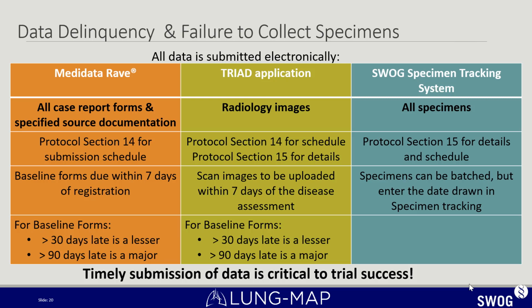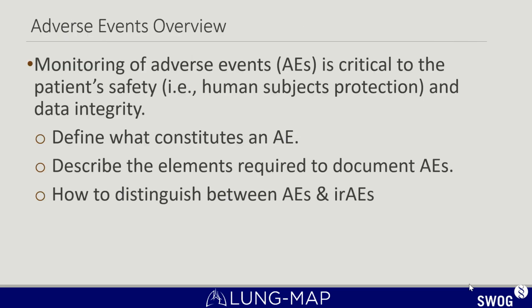Okay, data delinquency and failure to collect specimens. Again, I know this is a really busy slide, so I'll just let you take a minute to look at what you need to submit electronically in RAVE and Triad, and then SWOG specimen tracking system. And I was thinking this morning when Rodney was speaking and last night with Phyllis, if a specimen cannot be collected for whatever reason, please document that, okay? Because we need to know if there's a reason why it can't be collected, okay? So just put a note to file or whatever.